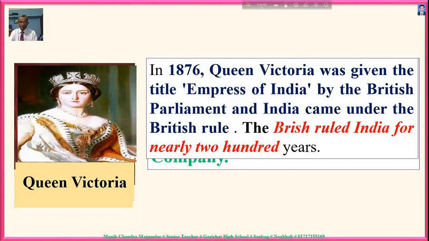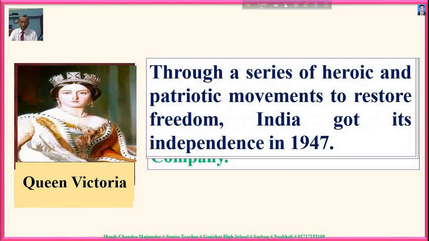Queen Victoria was appointed the Empress of India by the British Parliament. Through a series of heroic and patriotic movements to restore freedom, India got its independence in 1947.